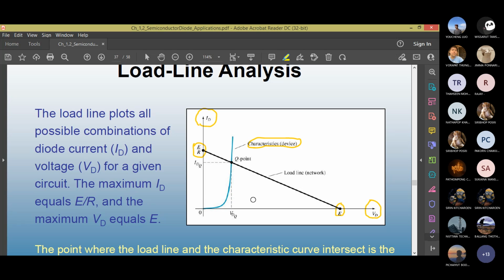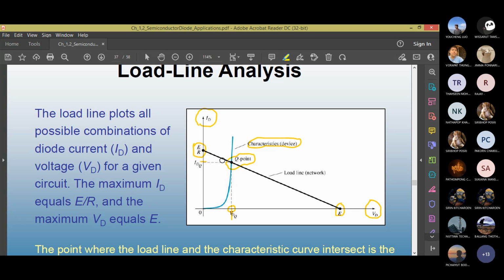Where the straight line intersects the characteristic graph, we call this point the Q point or operating point. Q comes from the word quiescent. At this point, if you project a line on the voltage axis, you intersect right here. This is VDQ, the diode voltage at its operating point. Then similarly, you project another line to intersect the current axis. This point is IDQ, the current flowing through the diode at the operating point.